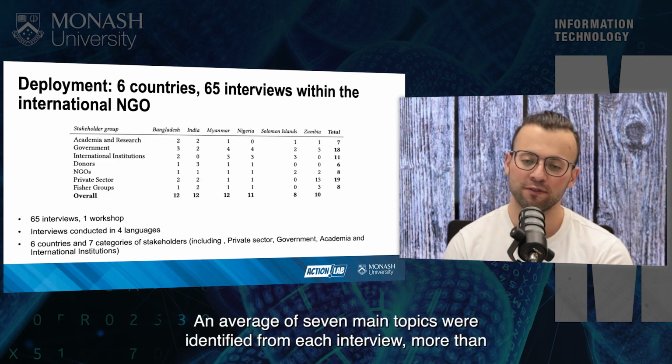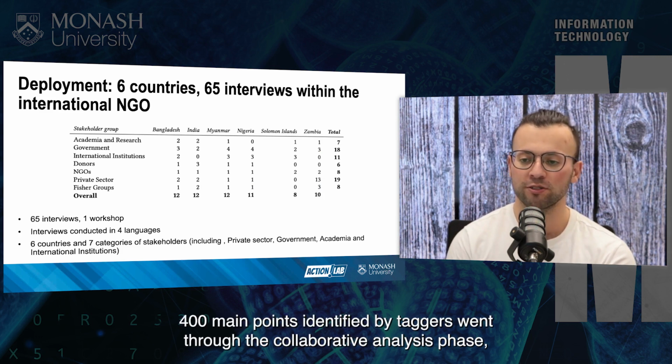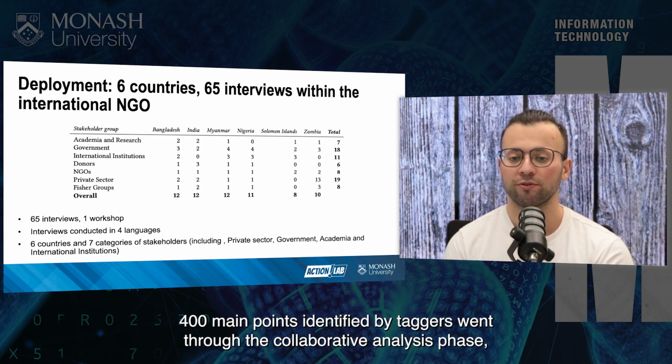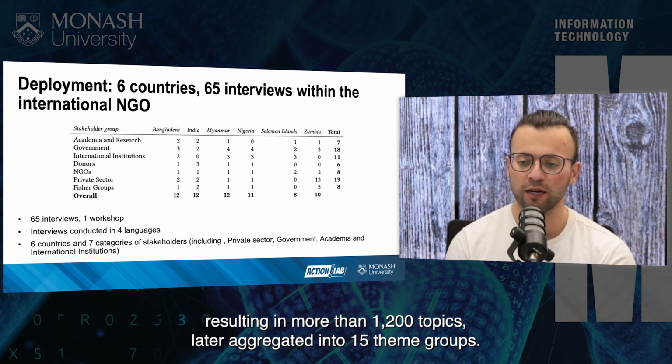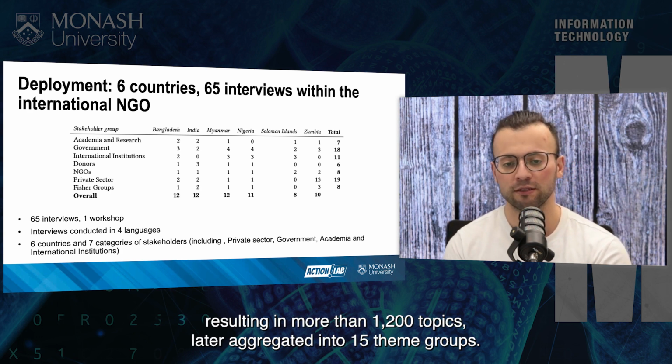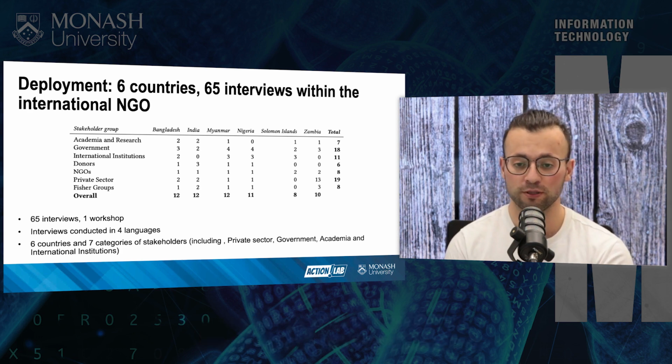An average of 7 main topics were identified from each interview. More than 400 main points identified by taggers went through the collaborative analysis phase, resulting in more than 1,200 topics later aggregated into 15 theme groups.